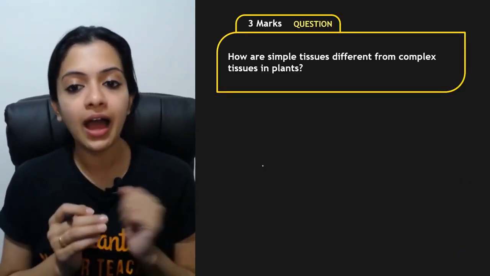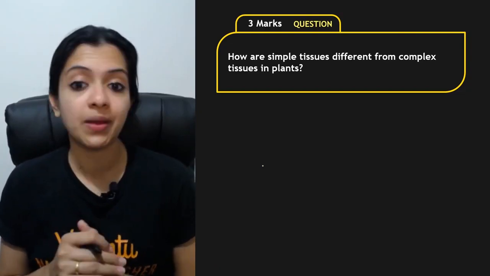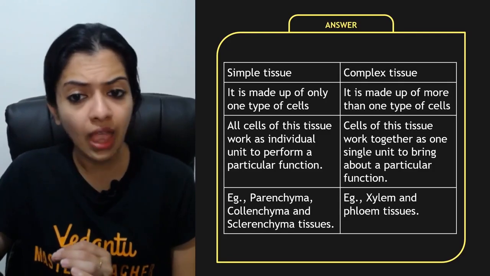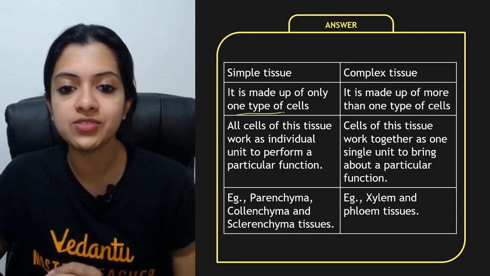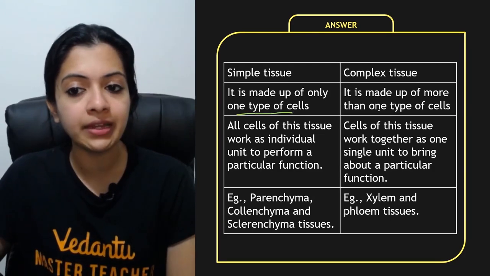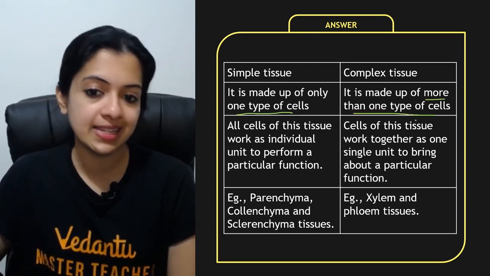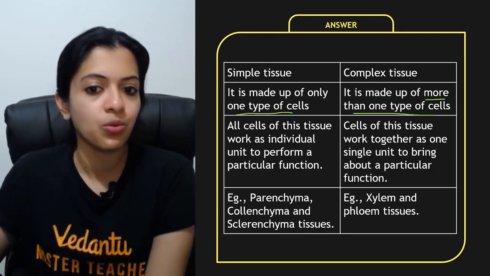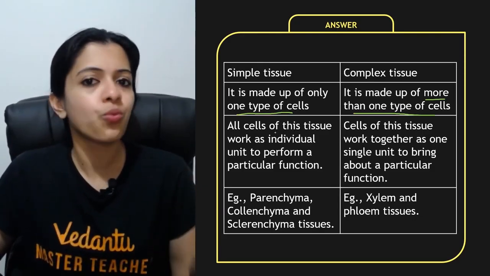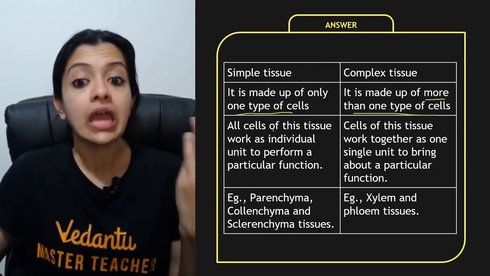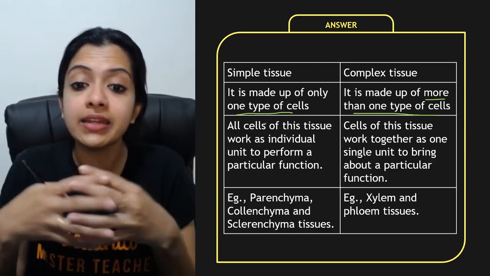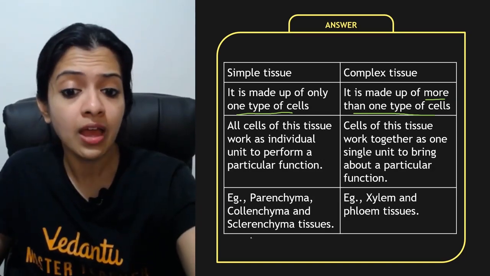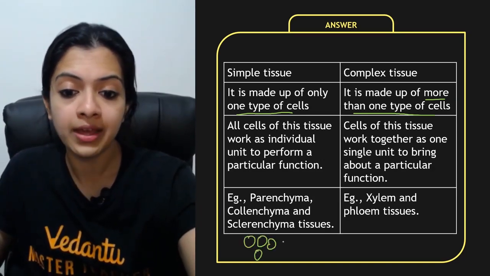How are simple tissues different from complex tissues in plants? Now, simple tissues, the main thing is that they are made up of just one type of cells, and complex tissues would be made of more than one type of cells. Simple tissues are just one in type, which means they work as one individual unit to perform a particular function.